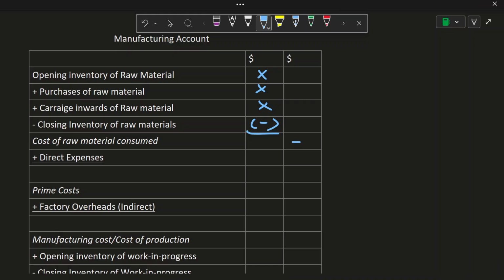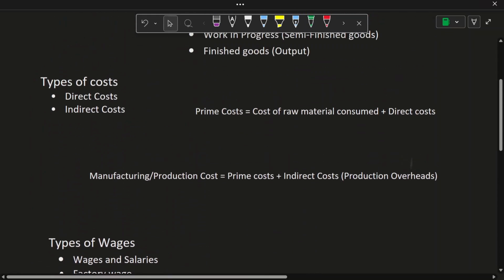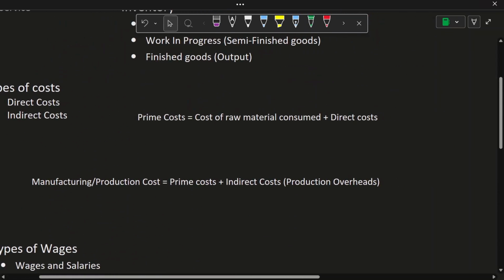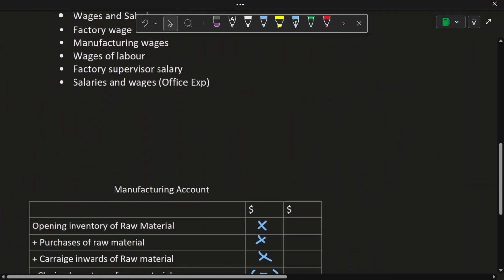Okay, next we have our direct expenses. आपके जितने भी direct expenses आएंगे, okay, you just have to jot those down, add them up, and then आपके पास जो value आएगी, this value and this value, you have to add this up and you'll get your prime cost. Like I mentioned here, your prime cost is your cost of raw material consumed and your direct cost.